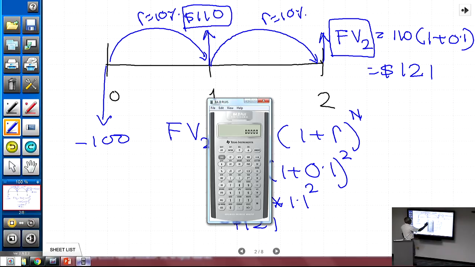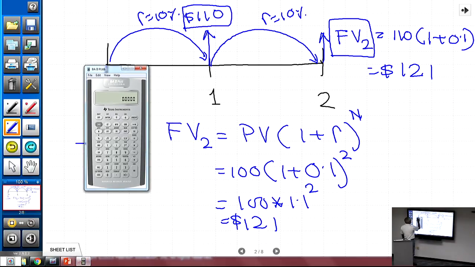Alternatively, I could have used the financial calculator to do this. So I go over here, I do second, clear TVM, clear everything, make sure everything is blanked out. Now 100, change sign, is my present value. 10 is my IY. Interest rate is still 10%, but N has changed to 2. N is equal to 2. So now I'm going to compute future value. So that's 121.